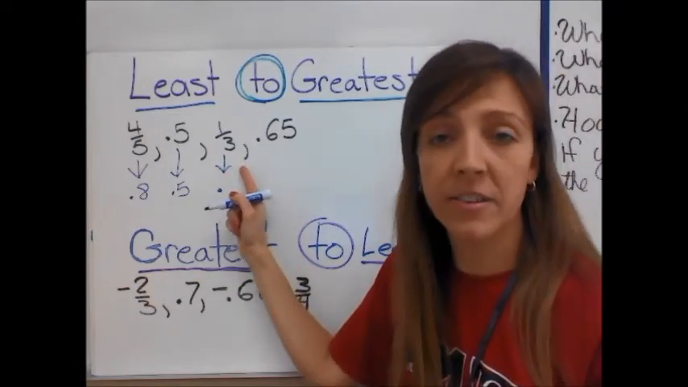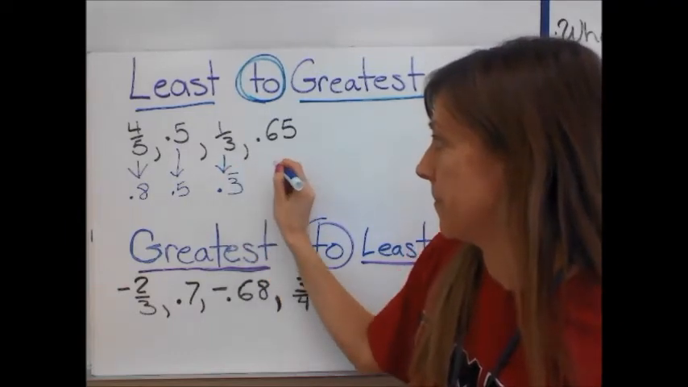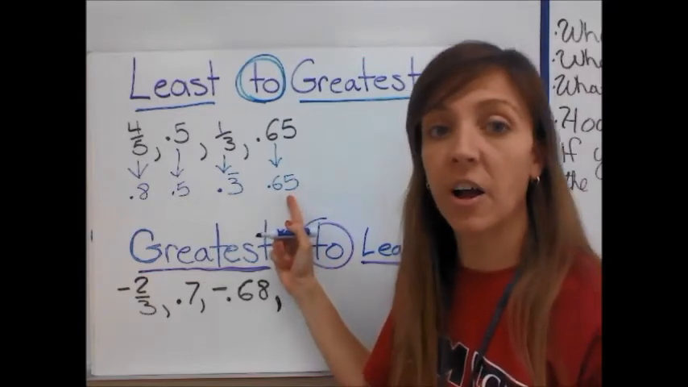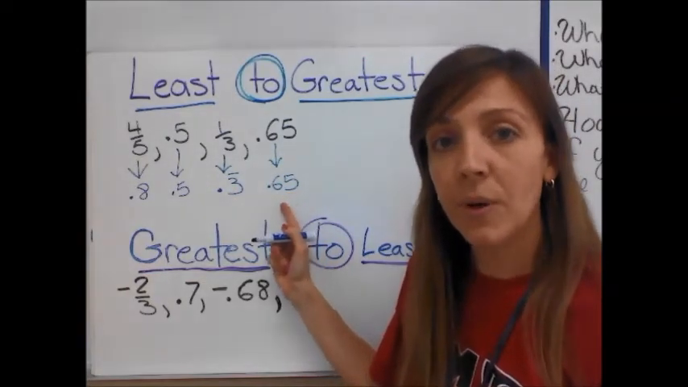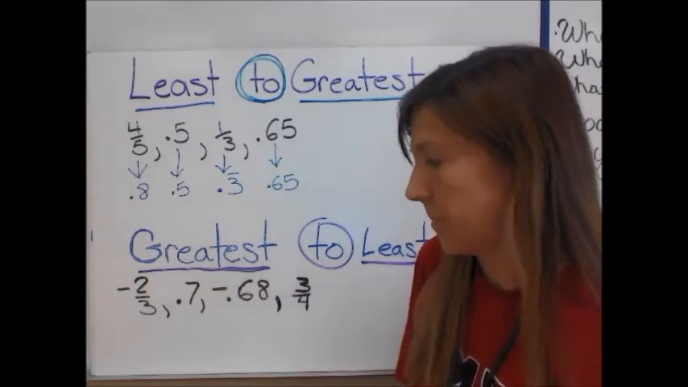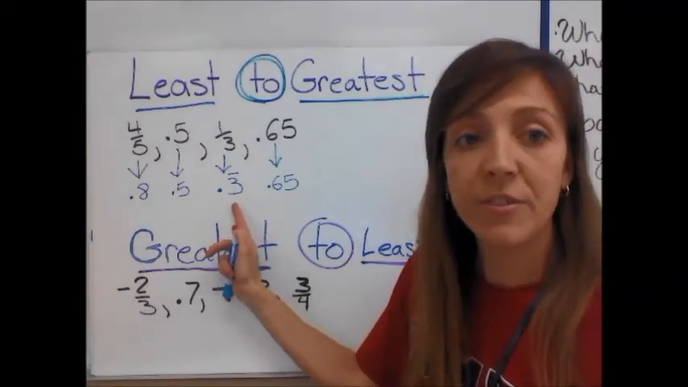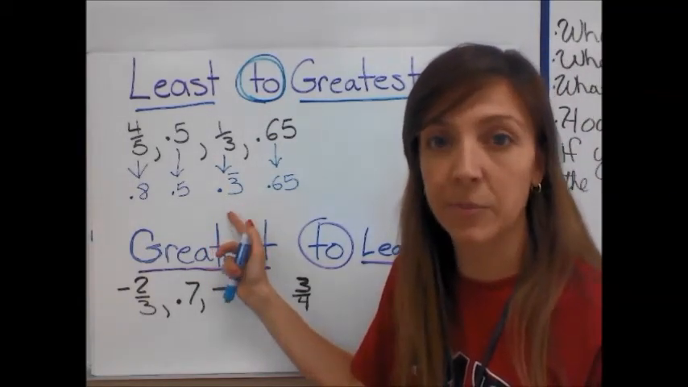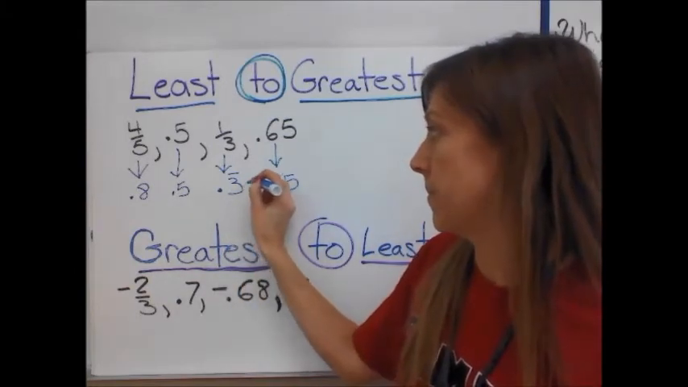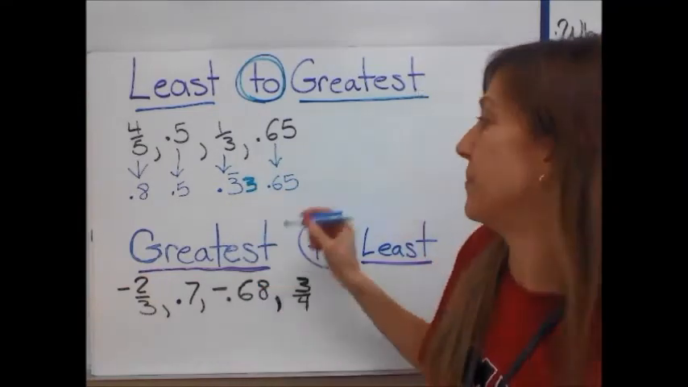If I put 1 in the house and divide by 3, I get 0.3 repeating. And 65/100 is already in the form of a decimal. Which one is the least amount and which one is the greatest amount? This is 33 cents if I'm looking at it in terms of money. That 3 is repeating. 3 continues. 33 cents is the least amount.